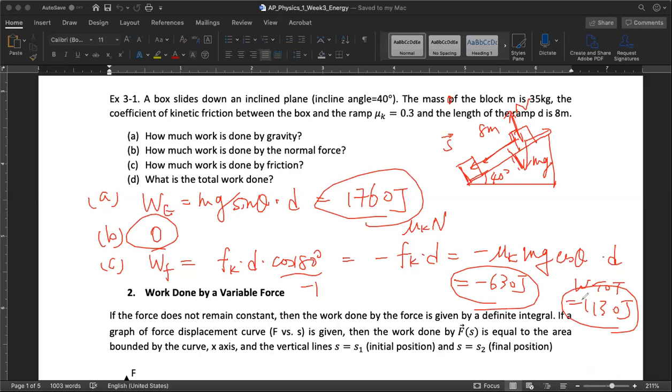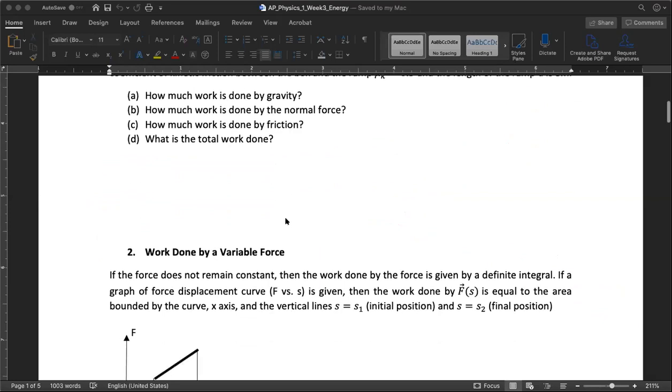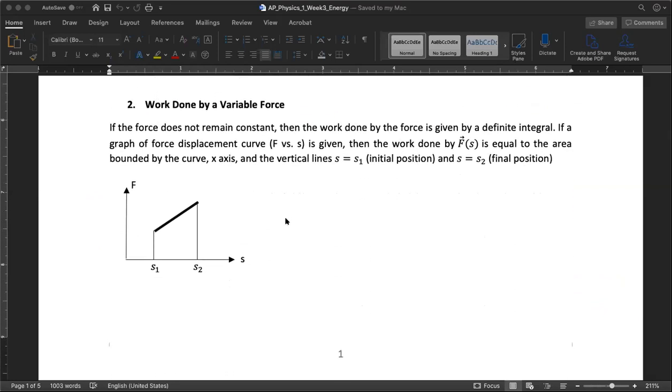All right, so this section, pretty basic, but it gives you ideas of how the work is done by a constant force. All right, move on. The work done by a varied force, like the actual force is not always constant, right? So if you know calculus, this is the work done.